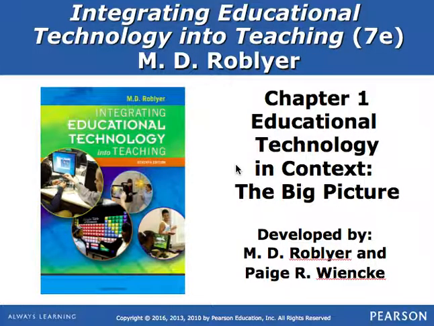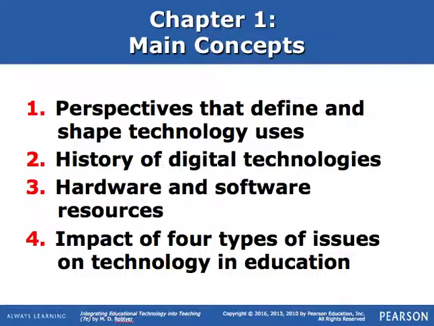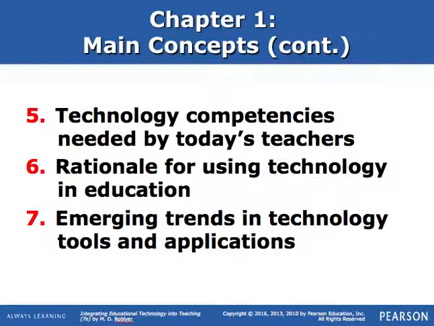Okay, this first chapter is really kind of an overview of the book. It's going to talk about perspectives that define and shape technology uses, the history of digital technologies, hardware, software resources, impact of four types of issues on technology and education, technology competencies needed by today's teachers, the rationale for why we use technology in education, and some emerging trends.